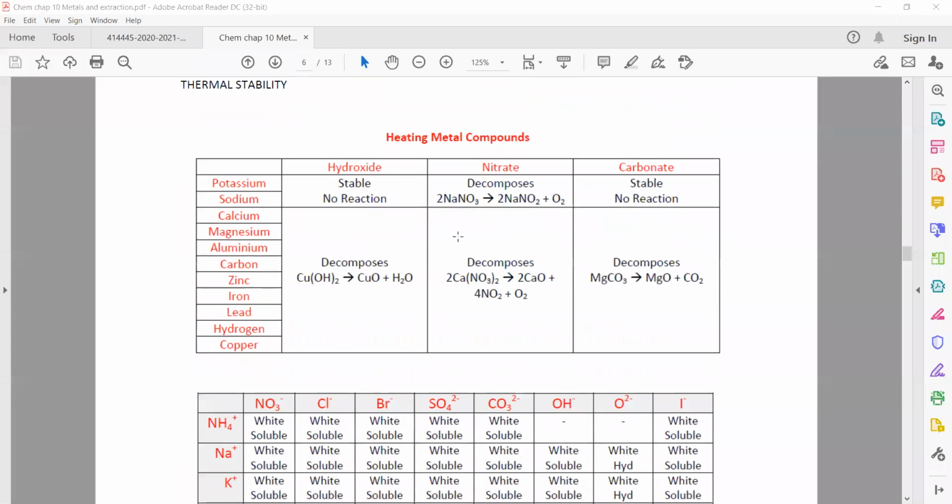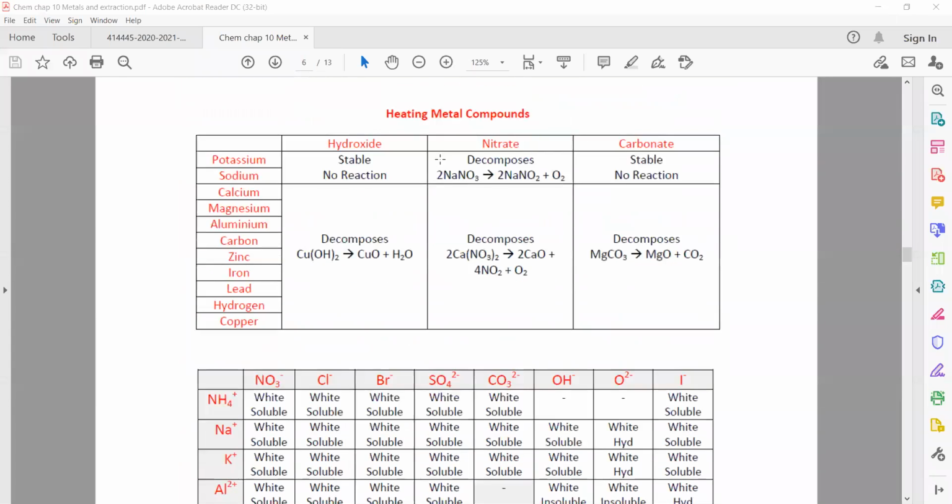This was about the thermal decomposition of hydroxides; sodium and potassium do not decompose. Nitrate.